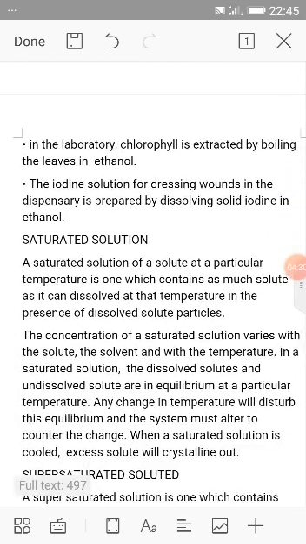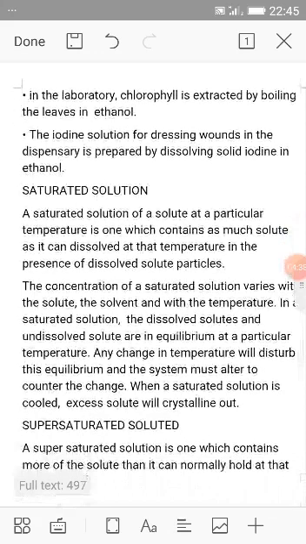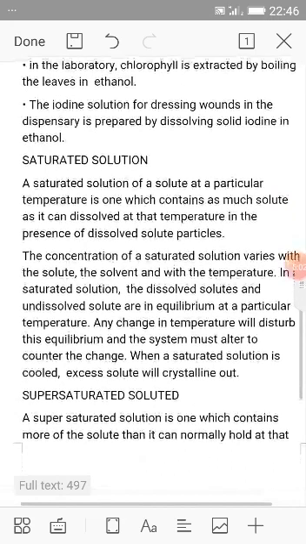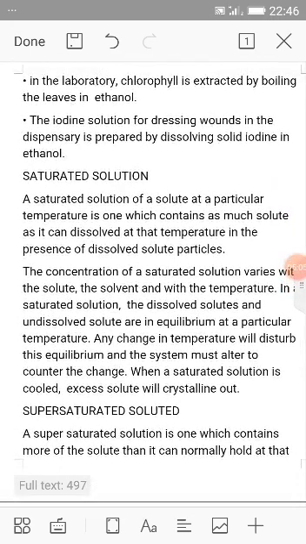Now move to the other classification of solution, based on their strength. Now, a saturated solution is a solution which contains as much solute as the solvent can dissolve. A saturated solution contains more solvent than solute.